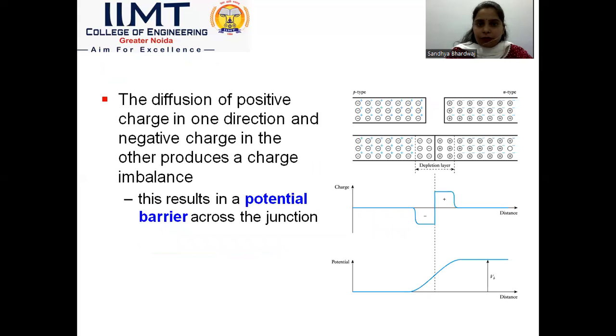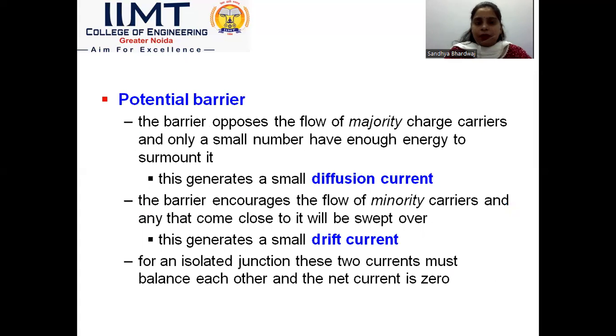The diffusion of positive charge in one direction and negative charge in the other produces a charge imbalance. This results in a potential barrier across the junction. As shown in the figure, the diffusion of positive charge in one direction and negative charge in the other produces a charge imbalance. That is called the potential barrier across the junction.